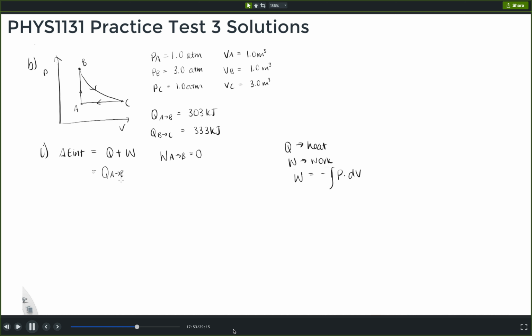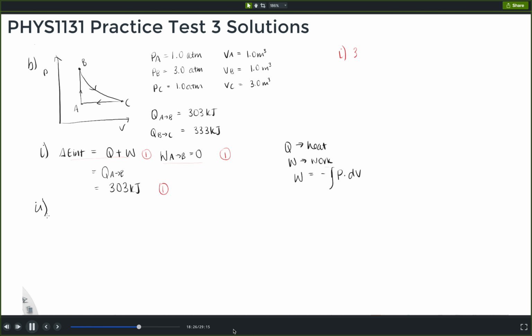Therefore, the internal energy is just the value for heat, which is 303 kilojoules. So for part I, if you recognized that the work is 0 because it is isovolumetric, you get a point for that. If you correctly give us the formula, there's a point for that. And then if you get the right value, there's a point for that. So part I, there are 3 points available.